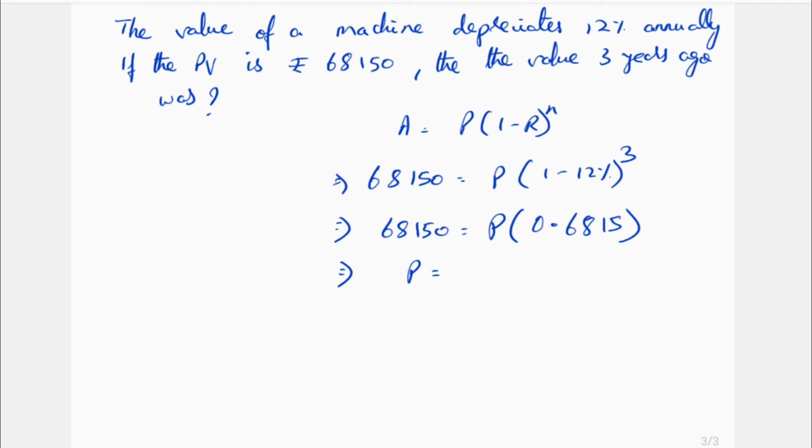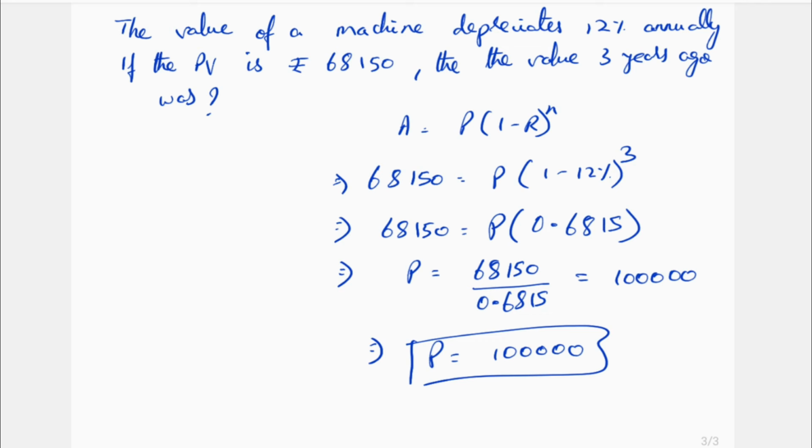So principal is equal to 68,150 divided by 0.6815. That is equal to 1 lakh rupees. So the answer is, the principal or the cost 3 years ago was 1 lakh. Okay. Now moving on to the next question.